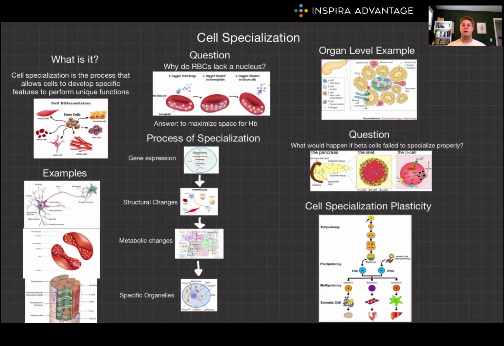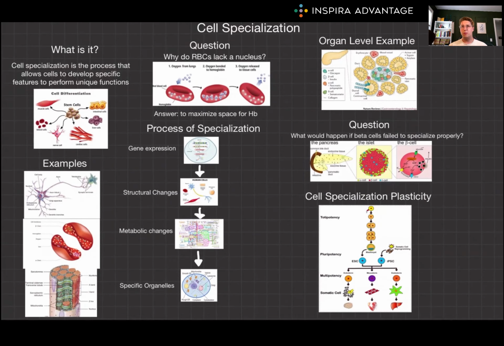Today we're exploring cell specialization. This is the culmination of cell differentiation, resulting in cells with specific structures and functions tailored to their roles in the body. Cell specialization is the process by which cells develop specific features that allow them to perform unique functions. Let's start by looking at examples of highly specialized cells.